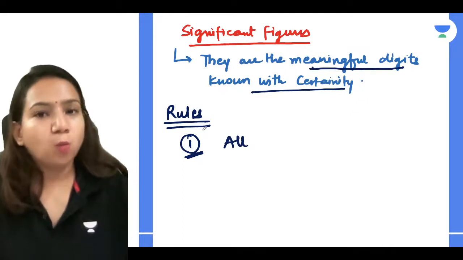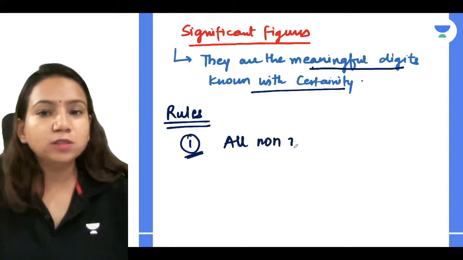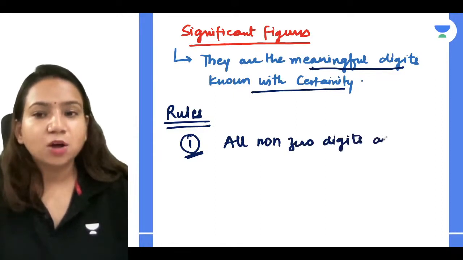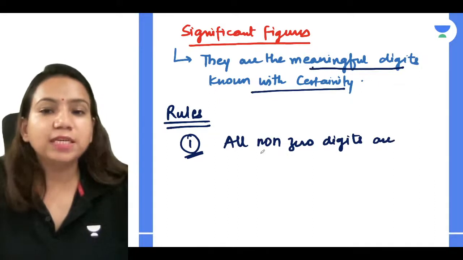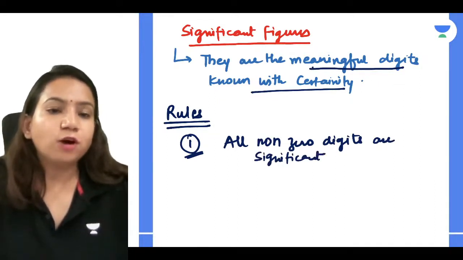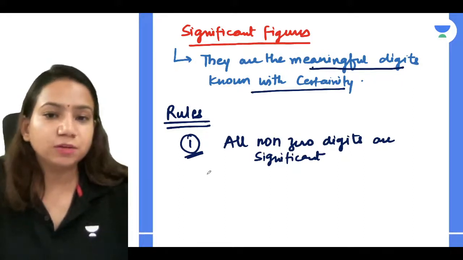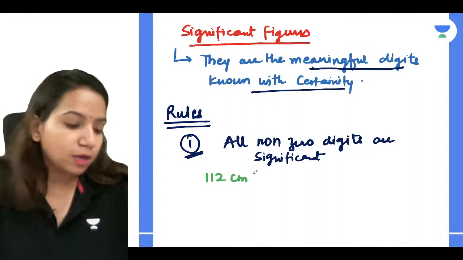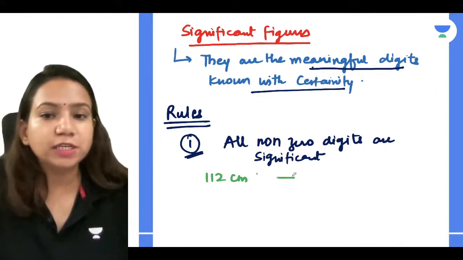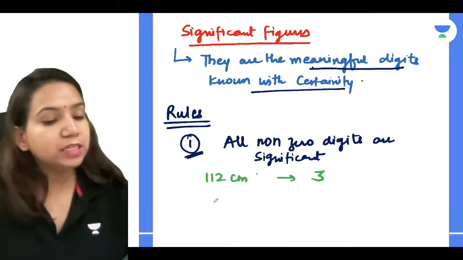So the first rule for calculating significant figures is that all non-zero digits are significant. For example, if a result is reported as 112 centimeter, all digits are non-zero. There are 3 significant figures.